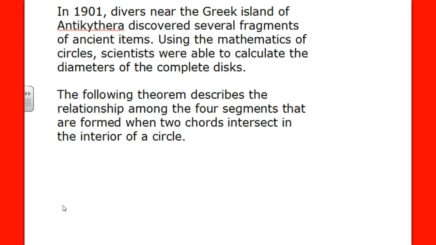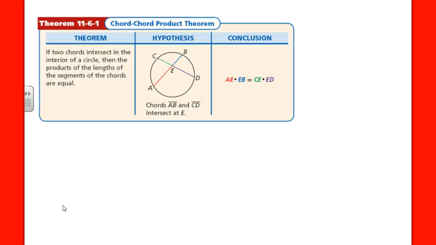In 1901, there were divers near a Greek island, Antikythera, who discovered several fragments of ancient items. Using the mathematics of circles, scientists were able to calculate the diameters of the complete disks. The following theorem describes the relationship among the 4 segments that are formed when 2 chords intersect in the interior of a circle. So here we have chord AB and chord CD.